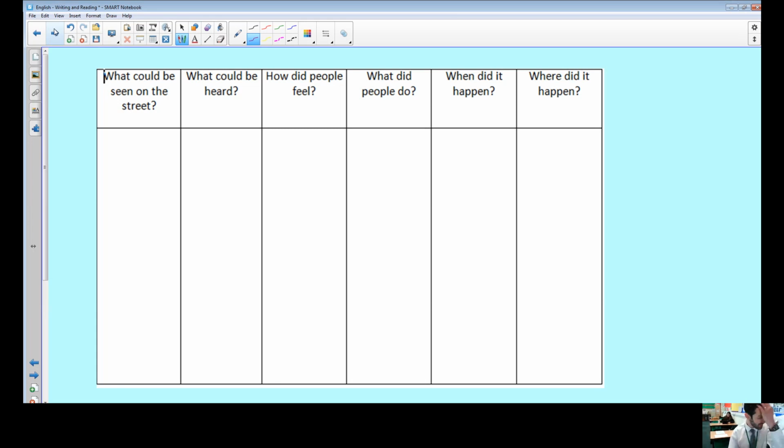You could draw this out into your books, or you could write directly onto the template if you can print it at home, but I'd like this to be in your red books, please, Swallows. Okay, so either draw this out or have these as subheadings along the page, and the table, like I said, is attached as a template to your Seesaw activity. So what could be seen on the street, what could be heard, how did people feel, what did people do, when did it happen, and where did it happen?